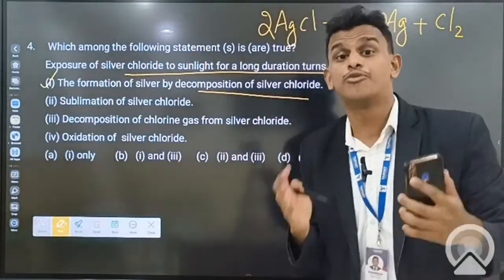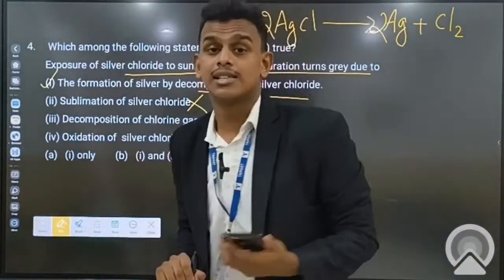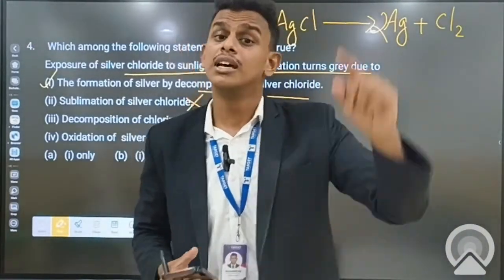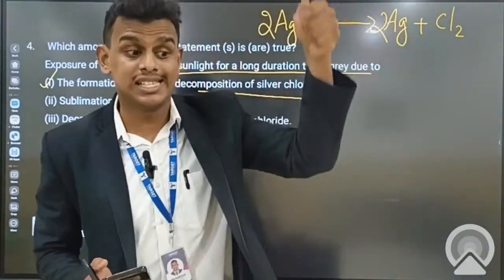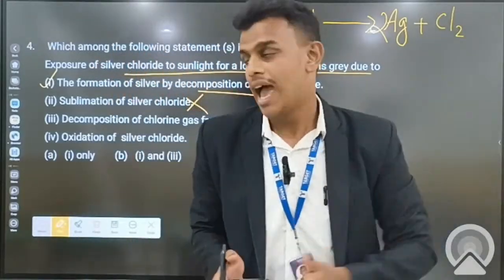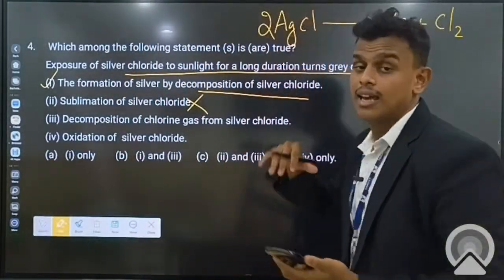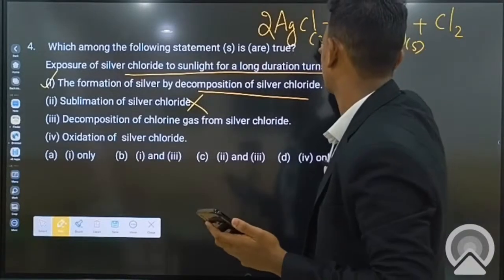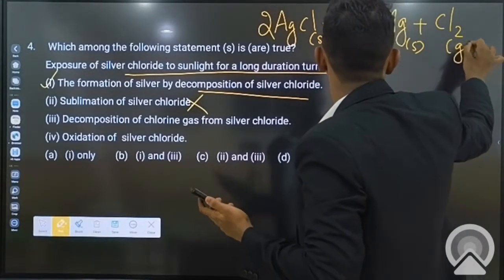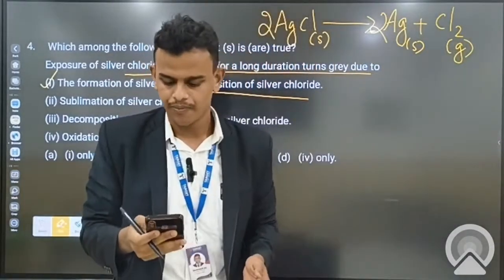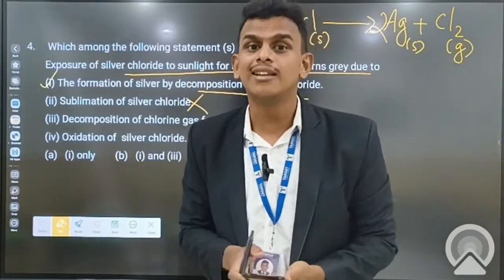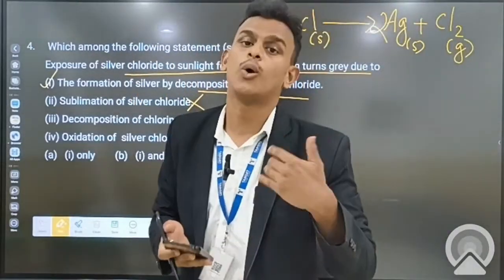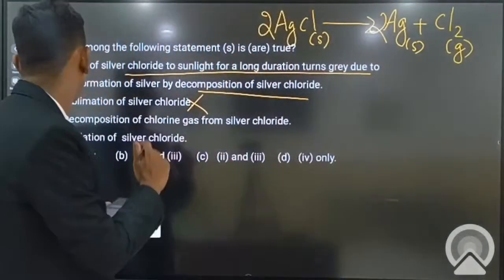Sublimation of silver chloride, friends, it is not sublimation. Sublimation of silver chloride is wrong. Why? What is sublimation? Sublimation is the conversion of a solid substance to gas. Actually, AgCl is solid, no problem. But here silver is also solid. Here chlorine is the only gaseous substance. Silver chloride is a solid substance, silver is solid. So sublimation is not happening there.